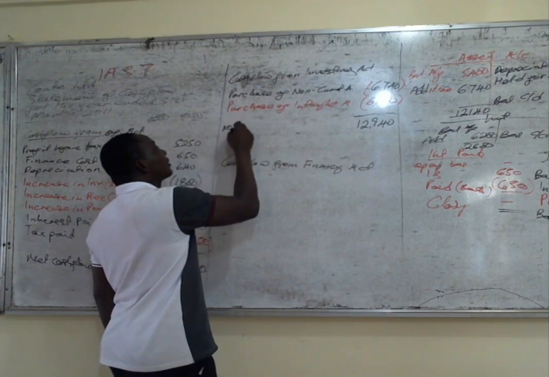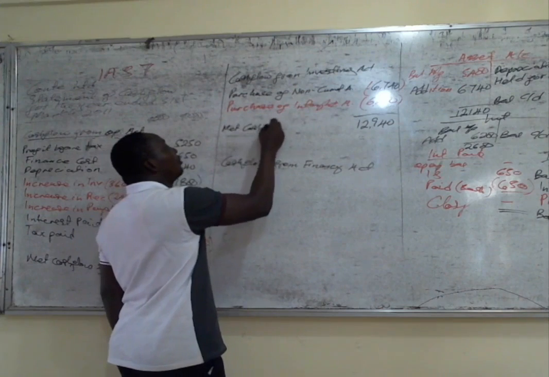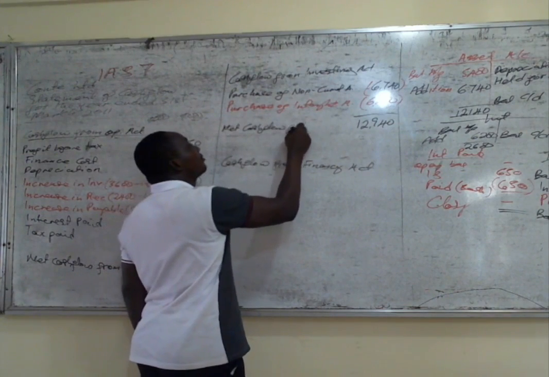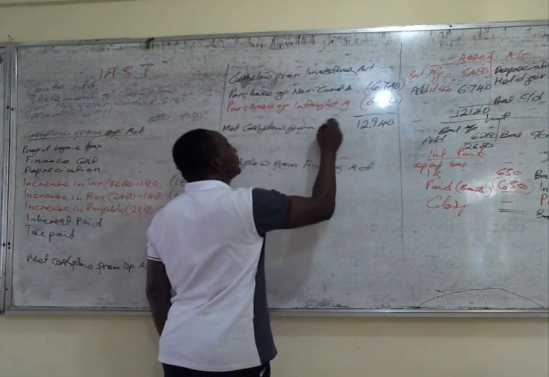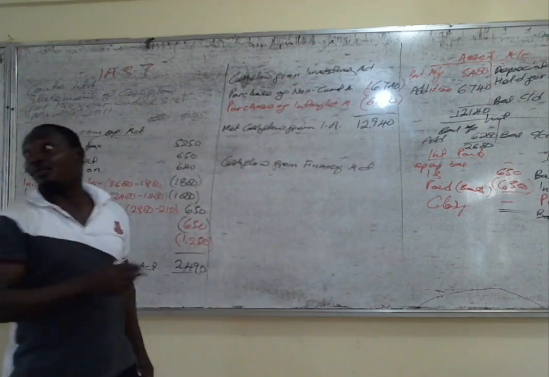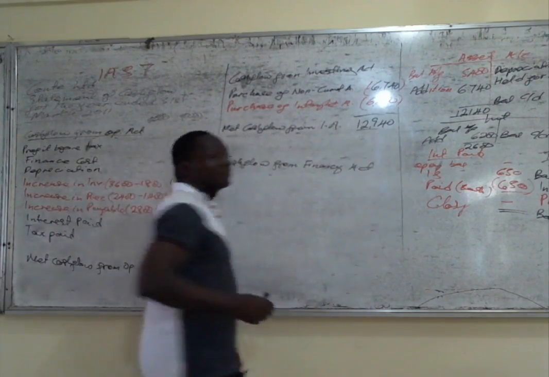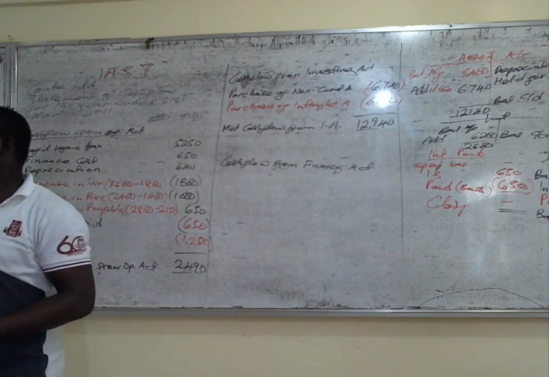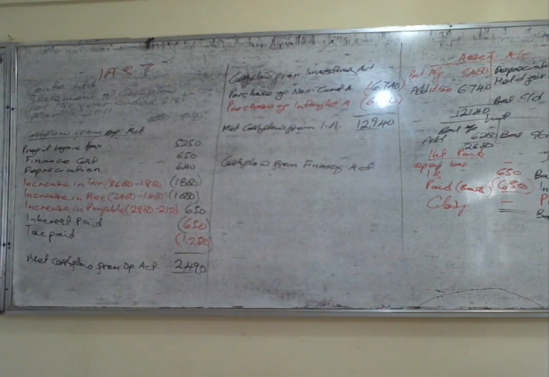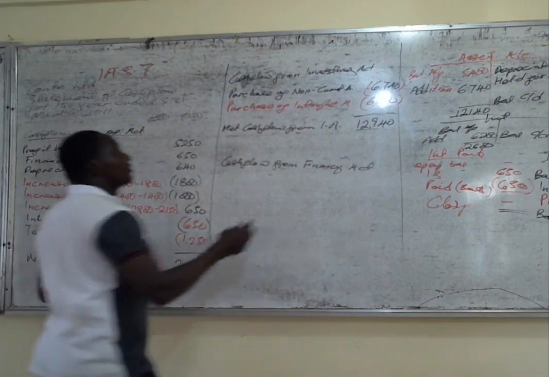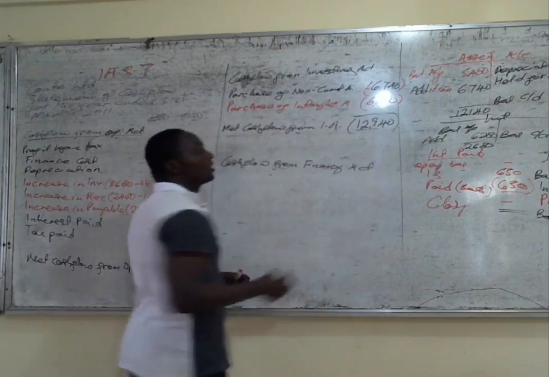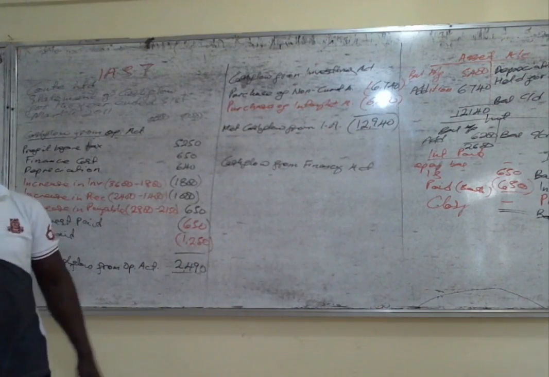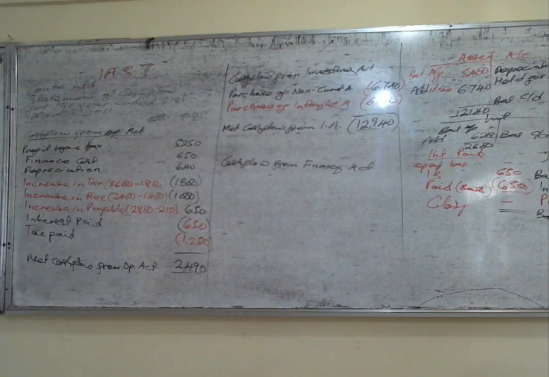Net cash flow from investing activities. Net cash flow from investing activities. Negative, sorry. So negative, we are adding it. Okay. Any question?